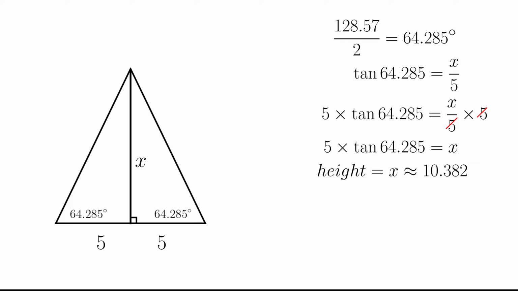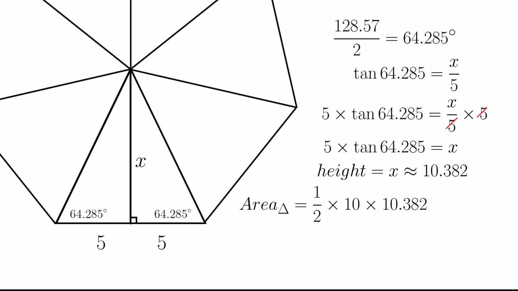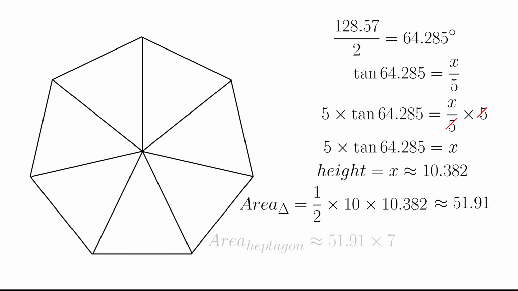Now we can find the area of the triangle with our equation 1/2 base times height. Plugging in, we have 1/2 times 10 times 10.382, which gives us 51.91. Finally, to find the area of the heptagon, we take our 51.91 and we multiply by 7 to get our final area of 363.37 units squared.